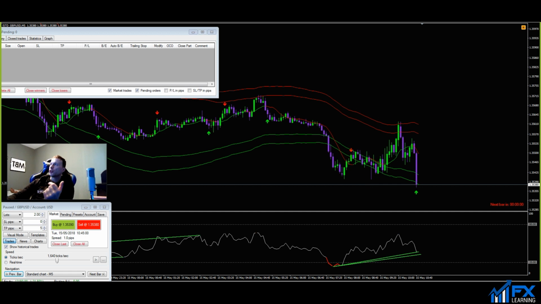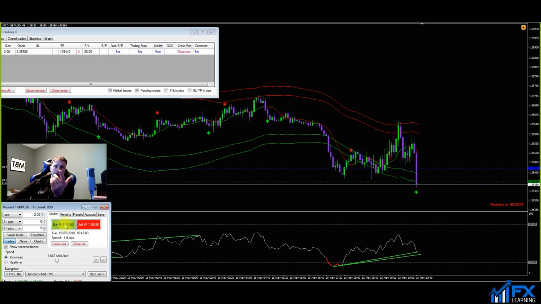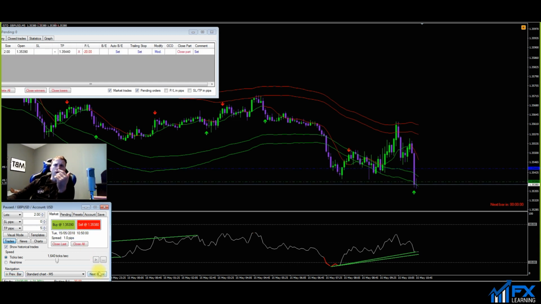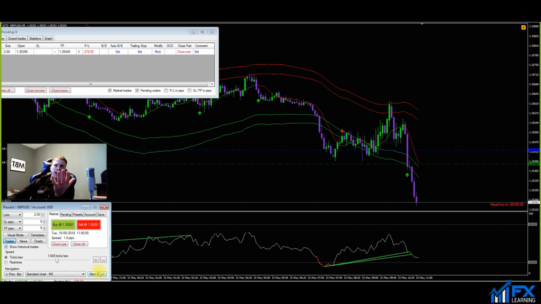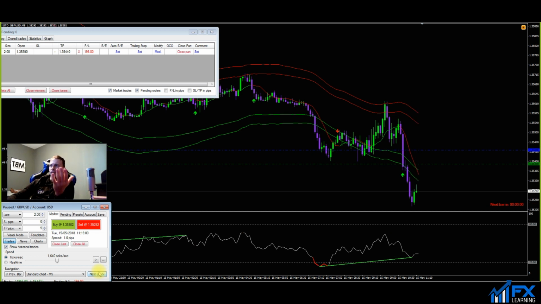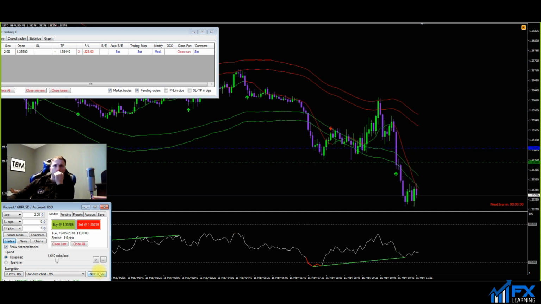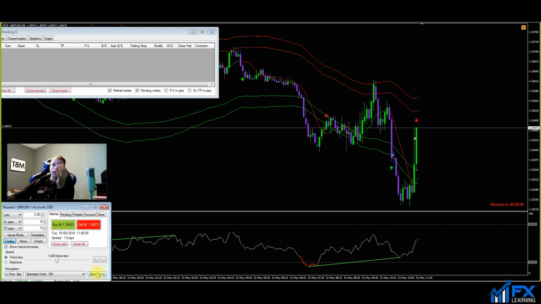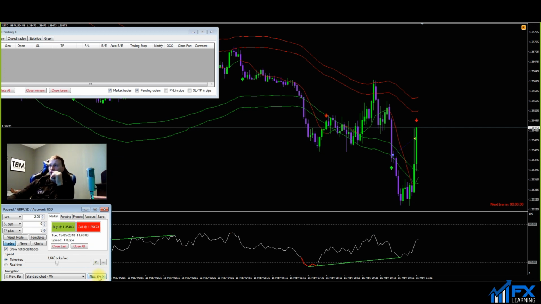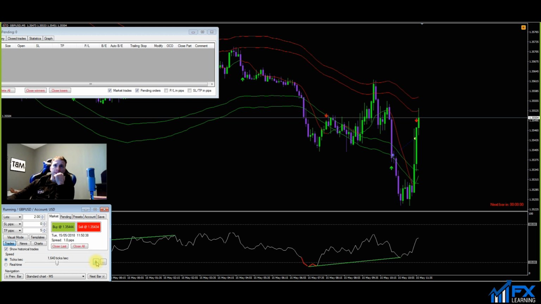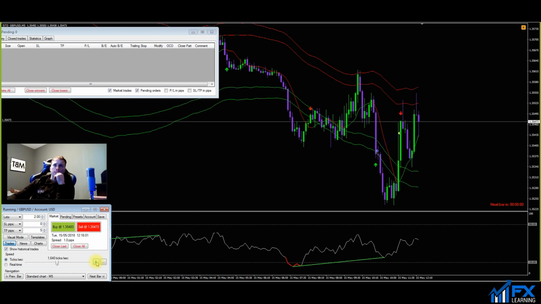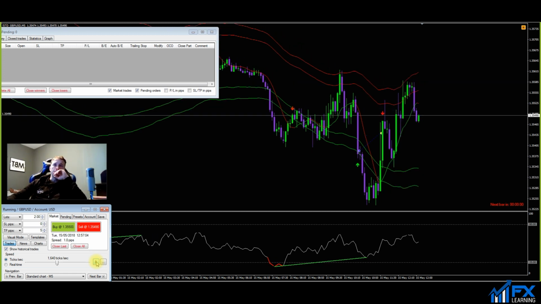So again, I'm going to do the same concept, 2 lots and 5 pip take profit. So I'm going to buy the market there, and hopefully this trade does get filled. Price does go lower, which is rather frustrating. Okay, no, it does get filled. Nice. So that trade does get filled. Which is interesting. I like to see stuff like that happen. And we actually go higher as well.